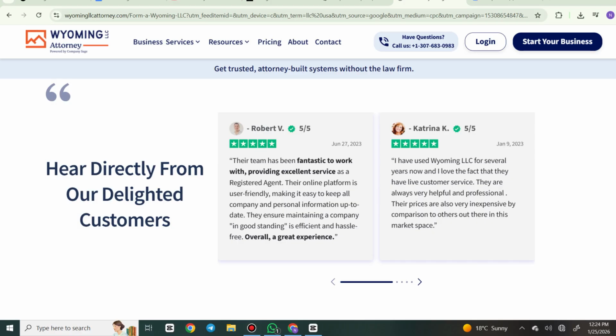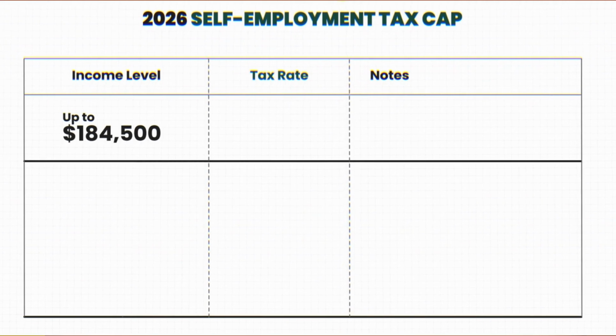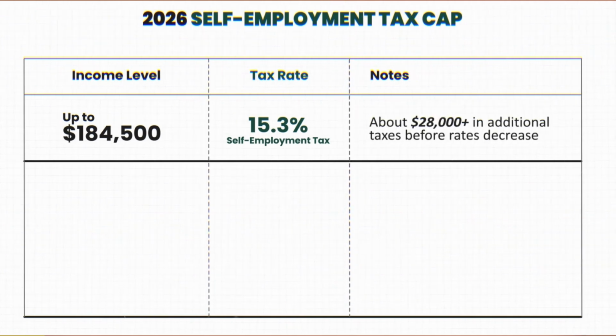Let's start with the self-employment tax cap. This is the maximum amount of income subject to the full self-employment tax, specifically the Social Security portion. In the upcoming tax year, the cap is expected to be around $185,000. This means you would pay the full self-employment tax on income up to that level. That can result in tens of thousands of dollars in additional taxes before the rate changes.